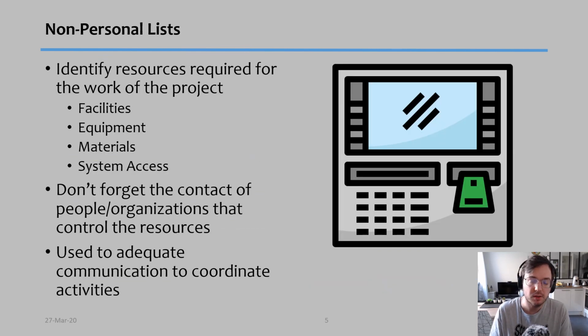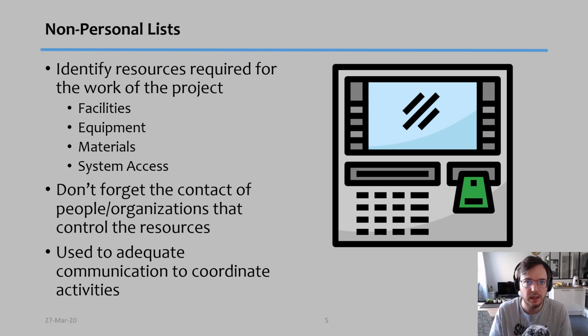So another list we can have is called the non-personal list. This one is very important if you're dealing with different facilities or equipment. Here is a list where we identify facilities, equipment, materials, or system accesses that you need. And you can have a different table for each of them. That's my suggestion, because otherwise it gets a little bit complicated.